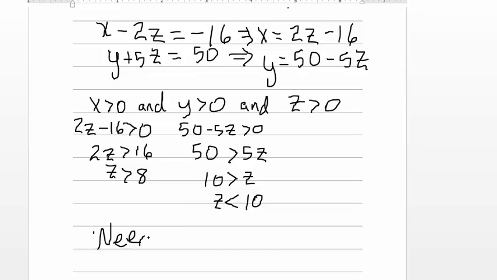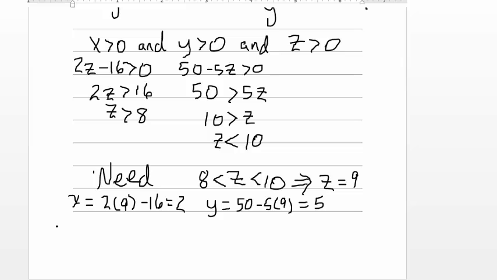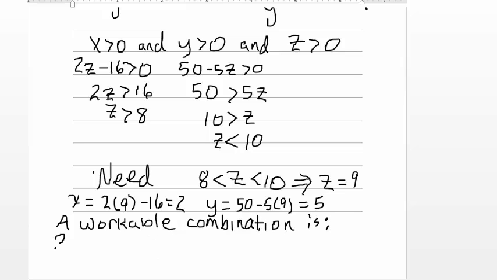So z essentially needs to be positive and lie between 8 and 10. So if you lie between 8 and 10, you are positive. The only integer value between 8 and 10 is 9. So there are infinitely many values between 8 and 10, but only one of them is an integer. So there are many ways to satisfy this, where the number of ounces of the third food is not an integer value. So if we let z equal 9, x is 2 and y is 5.